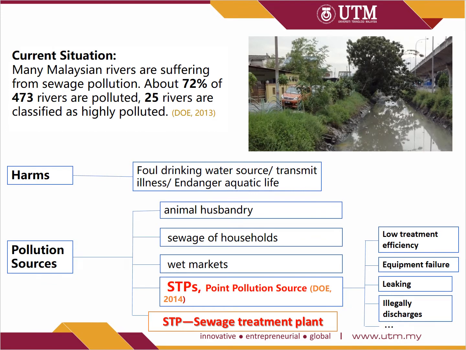So we know sewage, or we call it wastewater, can come from domestic and also industrial areas. There are many sources causing water pollution in water bodies such as rivers, ponds, and oceans. But among the pollution sources, STP, or sewage treatment plants, are the major point source of pollution. Sewage means wastewater.